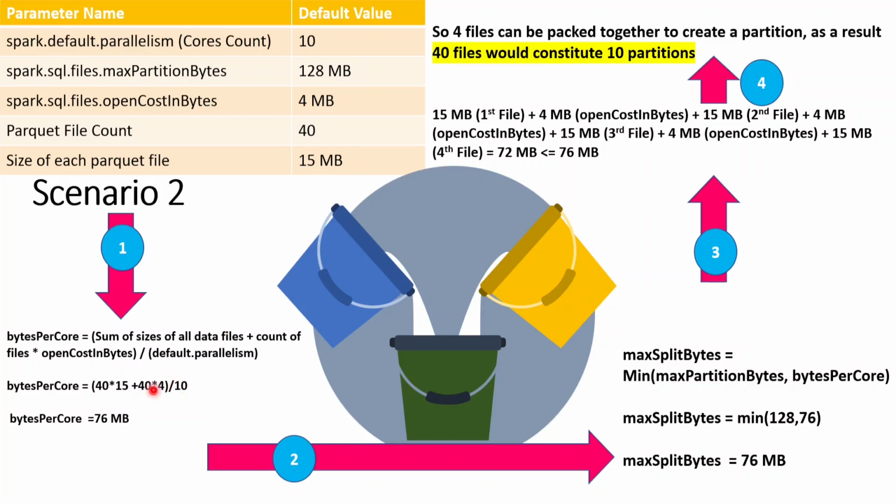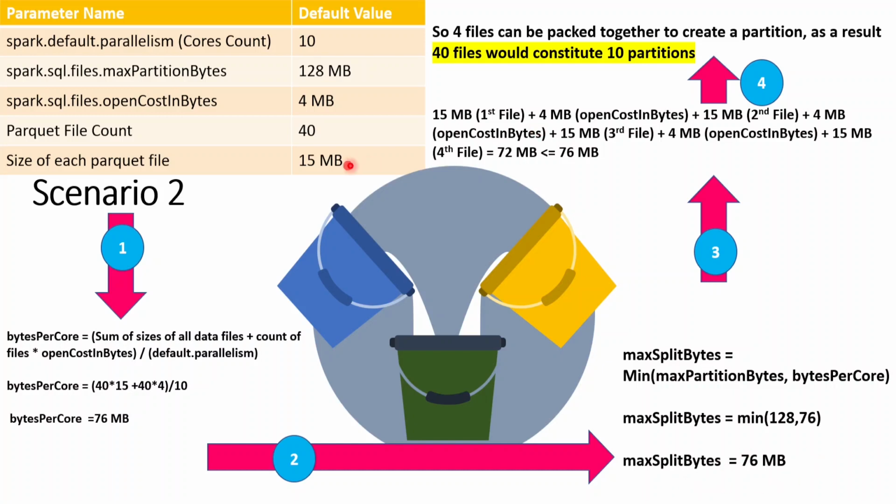So divided by number of cores, that is 10. So we are getting bytes per core as 76 megabytes. Now in order to create max split bytes, the maximum partition bytes, that is 128, and the calculated bytes per core, that is 76, we have to consider the minimum of these two. In this case it is 76. So Spark engine has decided to get partitions with maximum size of 76 megabytes.